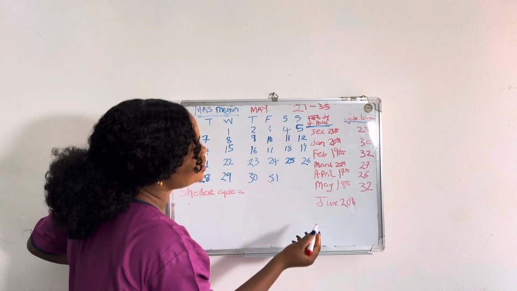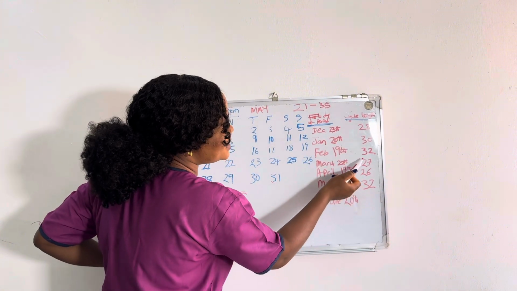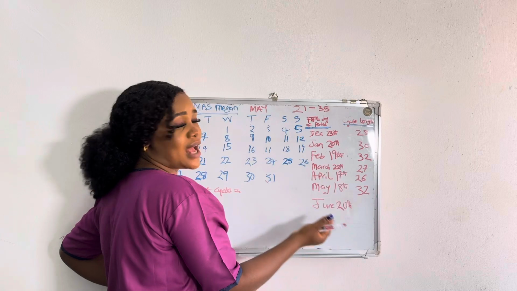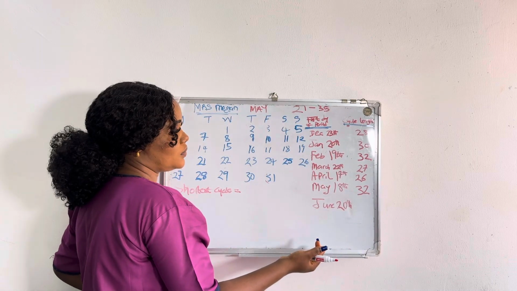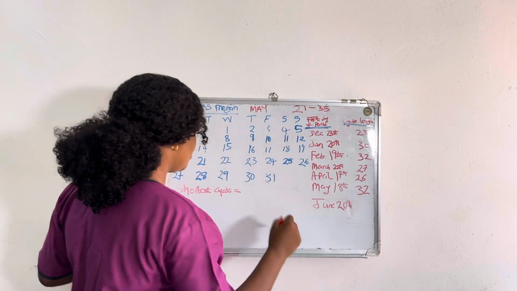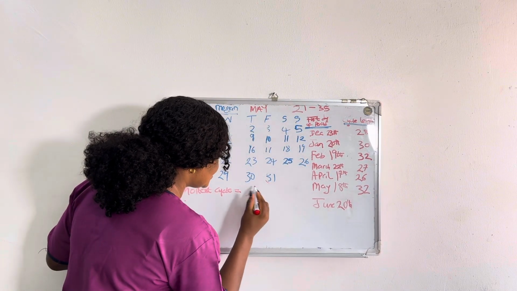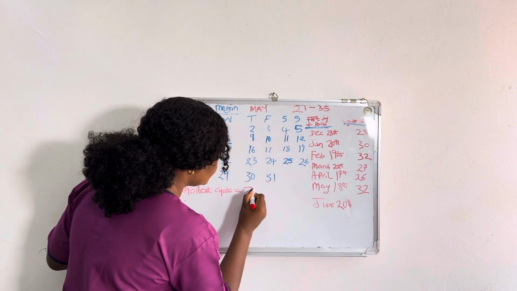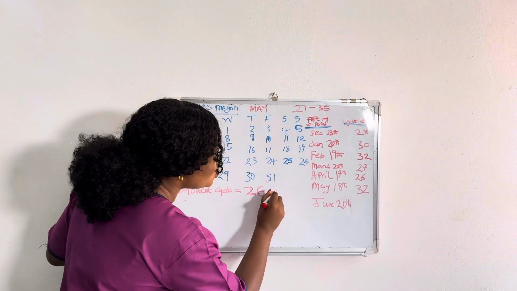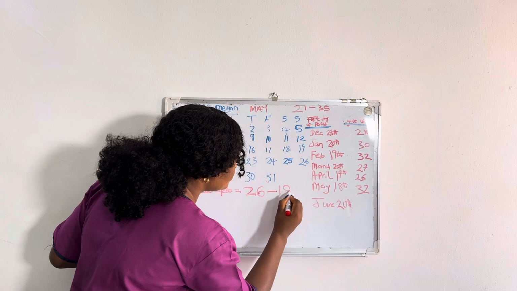which is our shortest cycle, we have 28, 30, 32, 27, 26, 32. So which day do you think is our shortest cycle here? Absolutely correct. 26 is our shortest cycle. So we'll write down 26. So 26 minus 18.